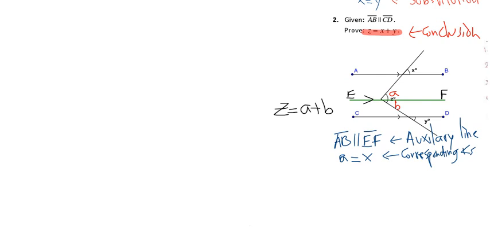And now we can also say, because EF is parallel to CD, B is equal to Y. So EF parallel to CD, again because we drew the auxiliary line, so that's going to be the reason here. So because of this, we know that B is equal to Y, because again, they are corresponding angles also, and they are congruent.